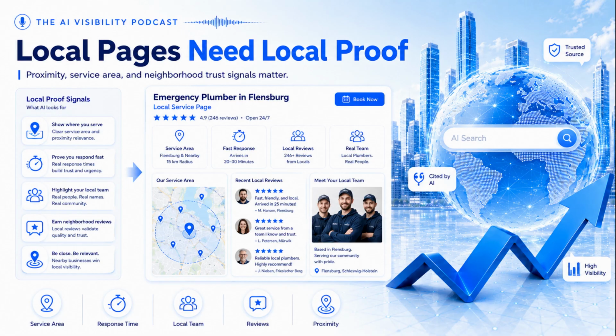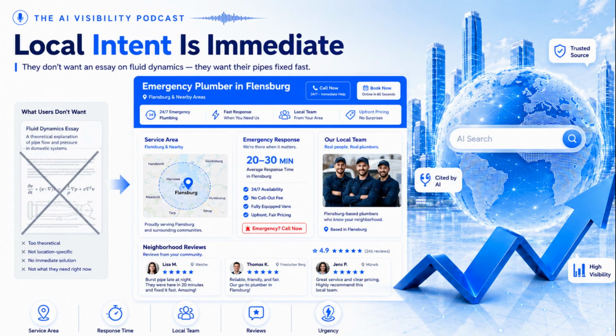And the adaptation for a local business page is even more specialized. Schneppat points out that these pages rely heavily on proximity and local proof. Like the plumber in Flensburg. Exactly. If the page is emergency plumber in Flensburg, the user doesn't want an essay on fluid dynamics. They want their pipes fixed. Right. They need the specific service area, emergency response times, photos of the actual local team, and reviews from people in their own neighborhood. The structure connects the expertise to a physical, immediate location.